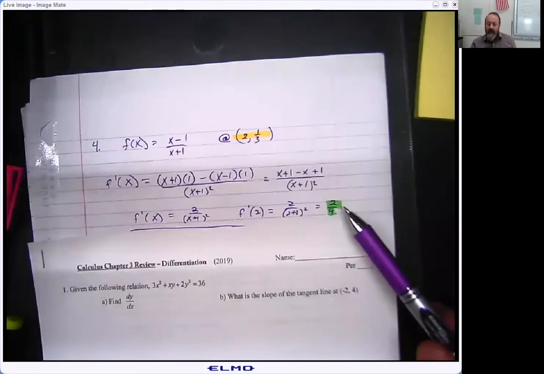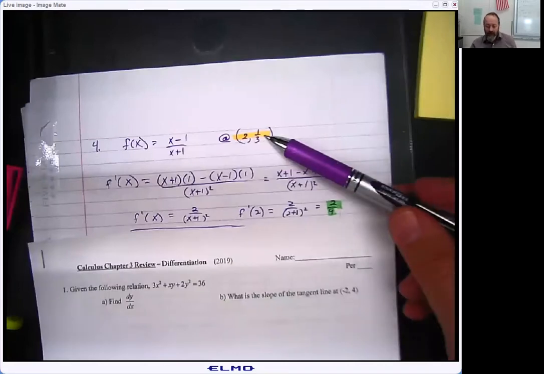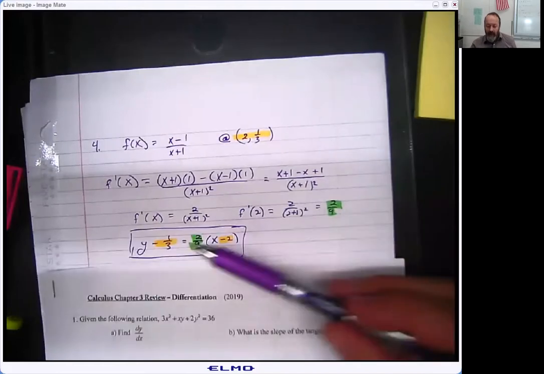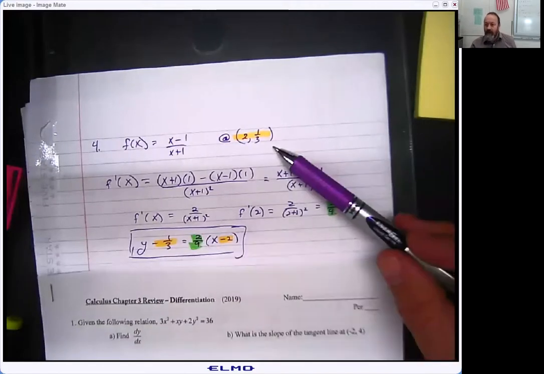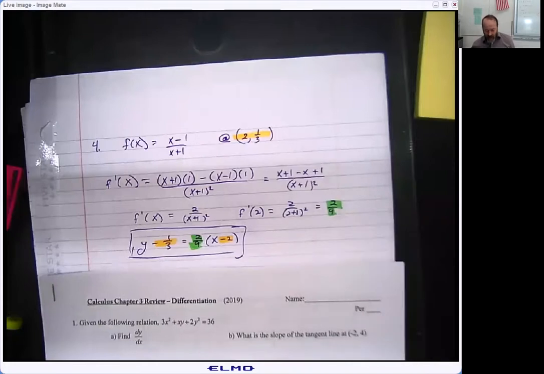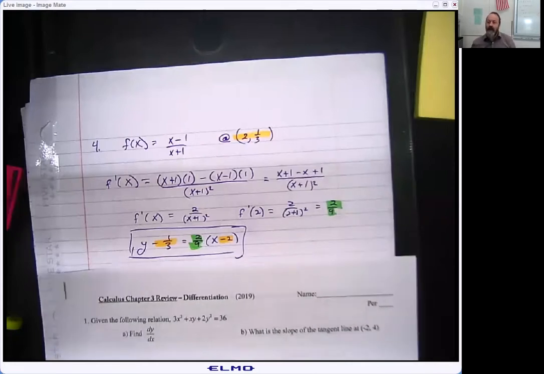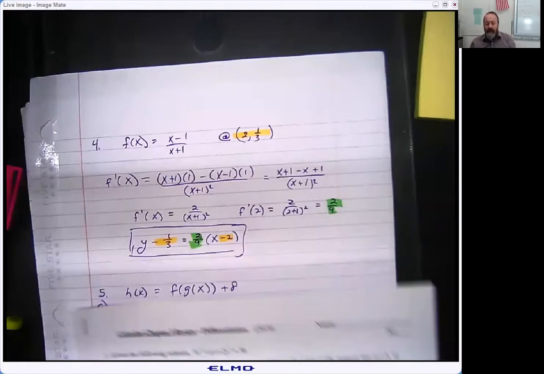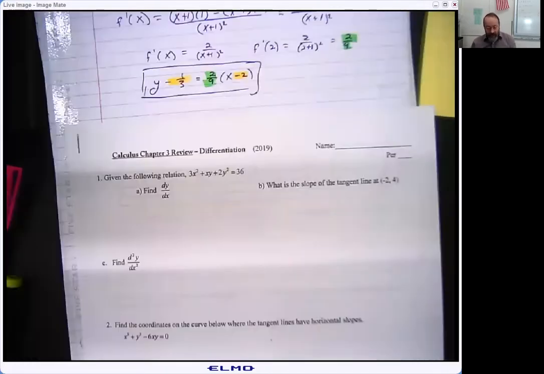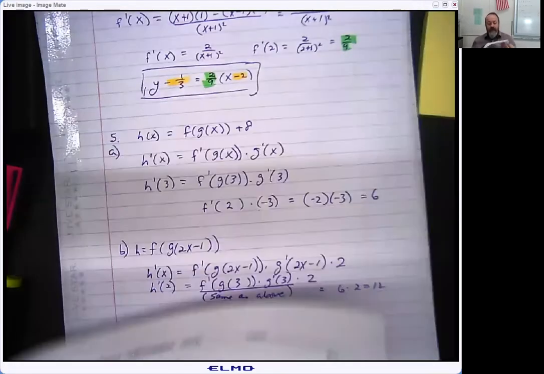So now you'll notice that I have a point. I also have a slope, which means that I have y minus 1/3 equals 2/9 times x minus 2, and I've got my nice little point slope form of a line. Pretty nice little problem. Question 5 changes it up a little bit.